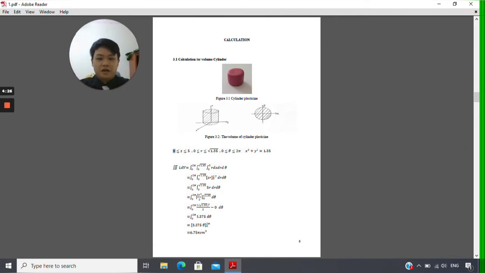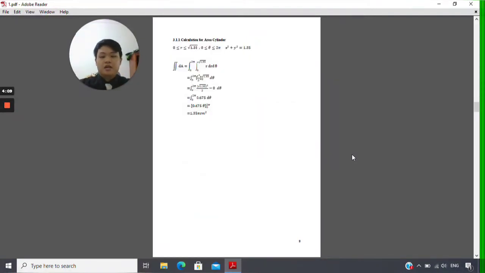Above are the equations that I set to find the volume of the solid cylinder. This is to set the limit so that I can find the volume of the cylinder accurately. As for the area, I use polar coordinate to find the area of the cylinder, which has a radius of square root 1.35. Above are the calculations that are needed to set the limit to find the area of the cylinder.